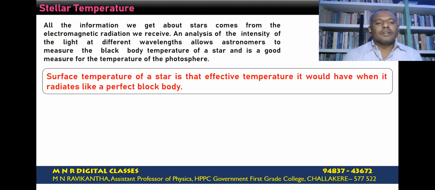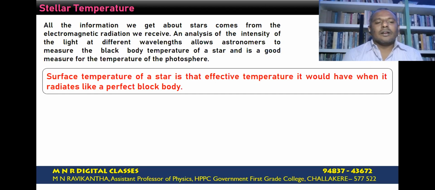So surface temperature can be defined as that temperature it would have when it radiates like a perfect black body. This temperature is called the effective temperature, since the estimation of this temperature is done by using the laws of black body radiation, which assumes the star as a perfect black body. But in actual practice, a star will not be like a perfect black body, hence its actual surface temperature will be slightly less than this effective temperature.